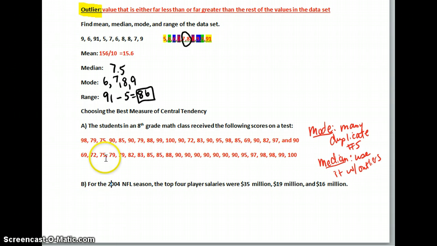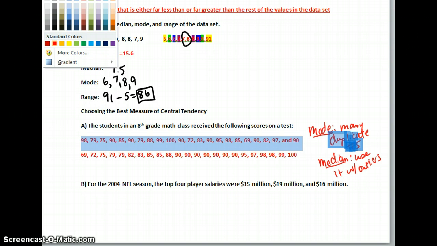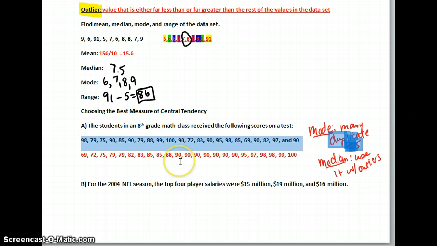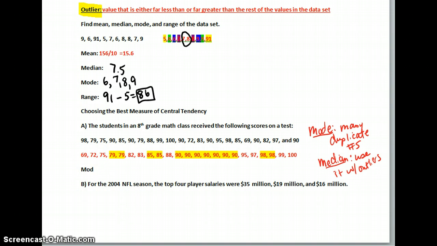For our first example, I took the original ones, which I have in black here, and I listed them in order from least to greatest so I could get an idea of how the data is spread. I went through and highlighted numbers that appeared more than once. Since there are many numbers that appear more than once, I am going to put that the mode is our best measure. Okay, that's going to give us the best idea of how you did.